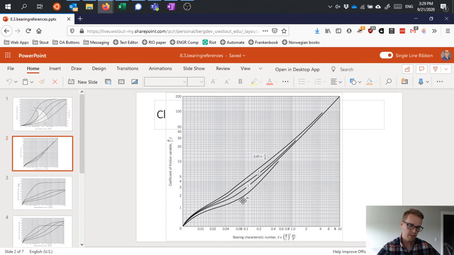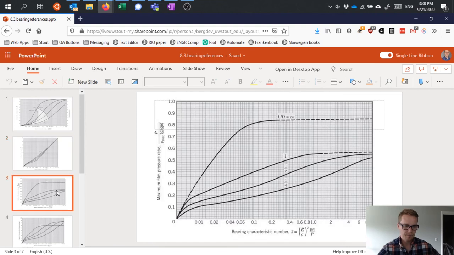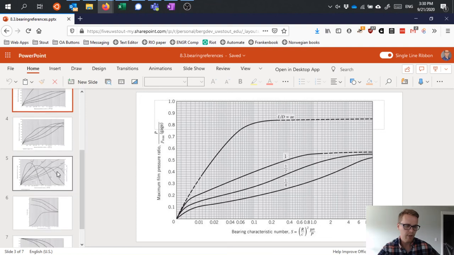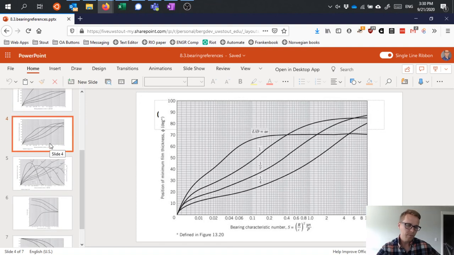This one gives us coefficient of friction variable. So it's R over C times coefficient of friction. So we can use our characteristic number with R and C to get that coefficient of friction. And again, with this L over D criteria giving us slightly different lines. Maximum pressure ratio, I'm just kind of going through these. Position of minimum film thickness.